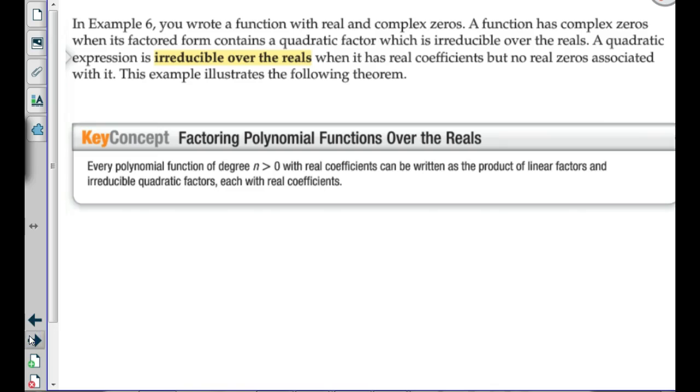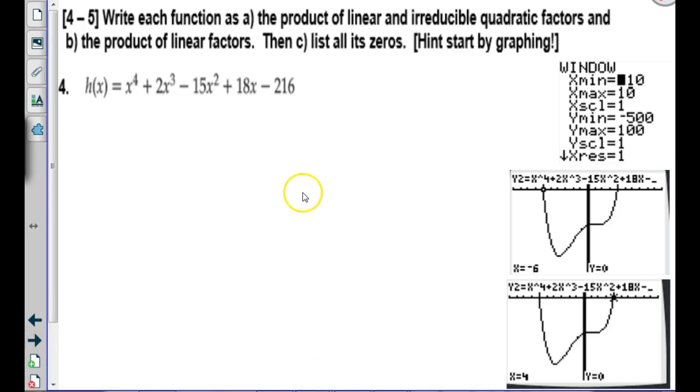All right. When you have a question that says you need to find, it needs to be irreducible over the real numbers, that just means you can't factor it any further without getting imaginary numbers, okay? Every polynomial function with real coefficients can be written as a product of linear factors and irreducible quadratic factors. All right. So number 4, we're supposed to do a whole bunch of stuff up here. It says write it as a product of linear and irreducible quadratic factors, then as a product of linear factors, and list all its zeros.